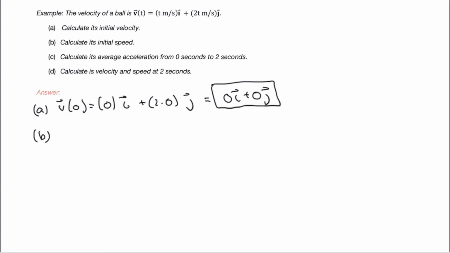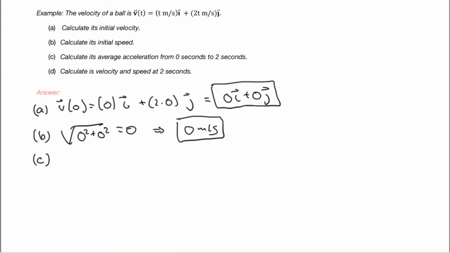In part B, we're asked to calculate its initial speed. Well, that's just the magnitude of this velocity, but since the velocity is 0, its magnitude is also 0 meters per second. In part C, we are asked to calculate the average acceleration, and we use the formula that we were just given. Change in velocity over change in time. And this is v final minus v initial over the 2 seconds.